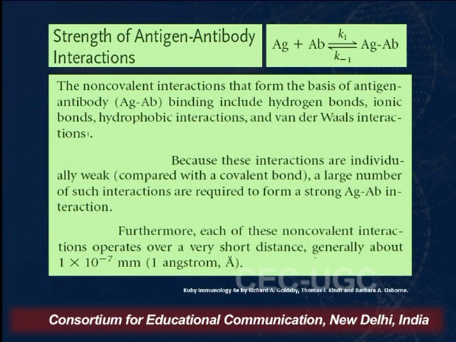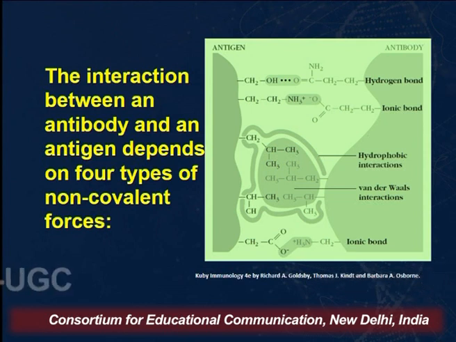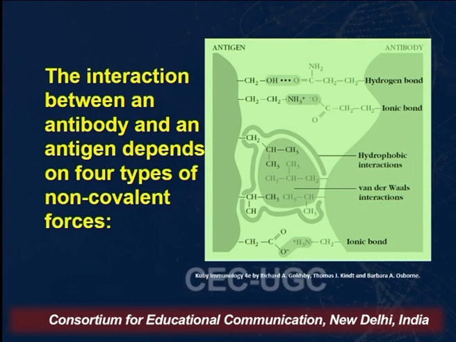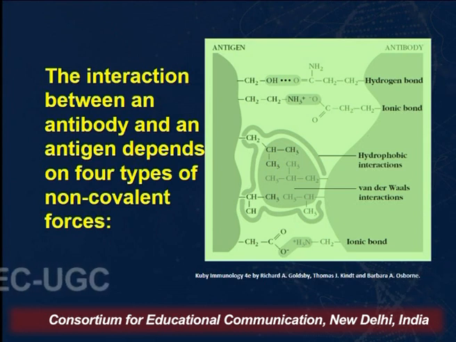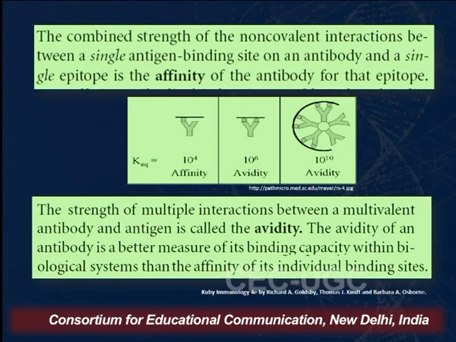Now these interactions generally take place with the help of weak bonds, like the hydrogen bond and hydrophobic interactions. The interaction between the antigen and the antibody depends upon 4 major types of non-covalent bonds shown over here, like hydrogen bonding and van der Waals forces of interaction. So these are the various interaction bonds present in the antigen and antibody interaction.